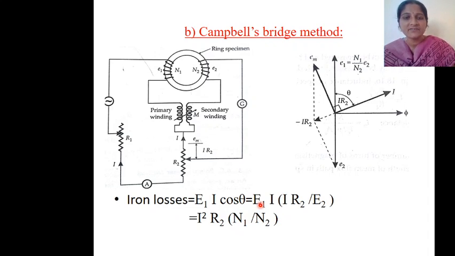Again, E1 by E2 is nothing but N1 by N2. That is equal to I square R2 into N1 by N2.